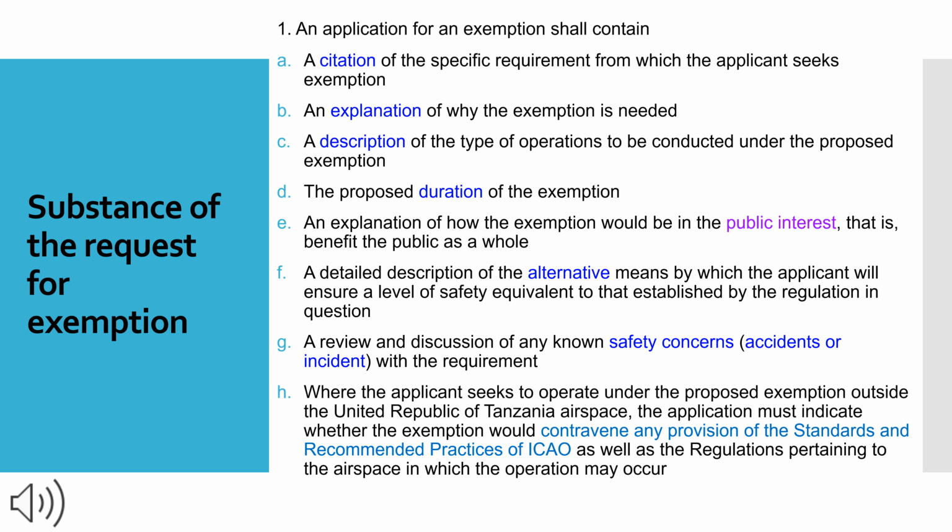a detailed description of the alternative means by which the applicant will ensure a level of safety equivalent to that established by the regulation in question, a review and discussion of any known safety concern, including accidents or incidents with the requirement, and where the applicant seeks to operate under the proposed exemption outside the United Republic of Tanzania airspace, the application must indicate whether the exemption would contravene any provisions of the standards and recommended practices of ICAO, as well as the regulations pertaining to the airspace in which the operation may occur.